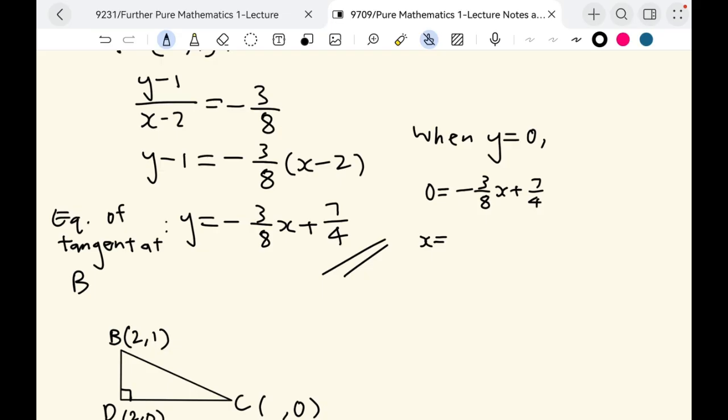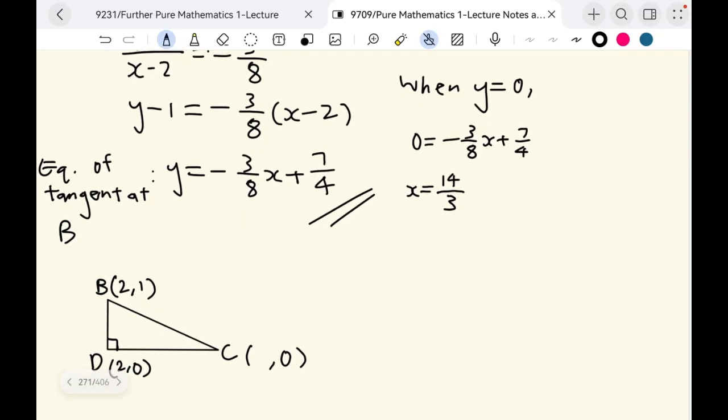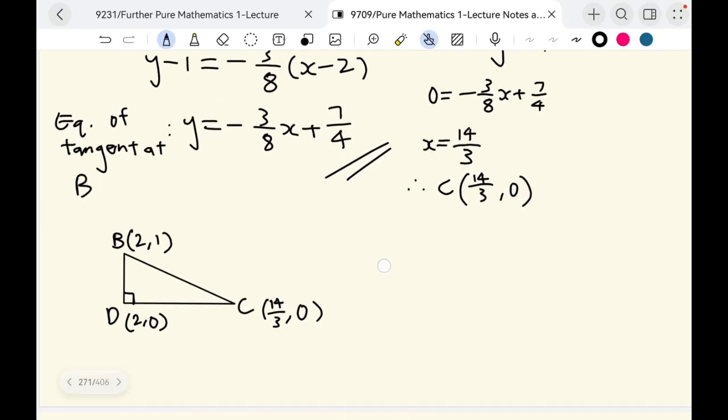So what is the x coordinate for the C? It's 14 over 3. Okay? Right. So until here, you know that the coordinate of C is 14/3. Now time for the calculation for the areas.